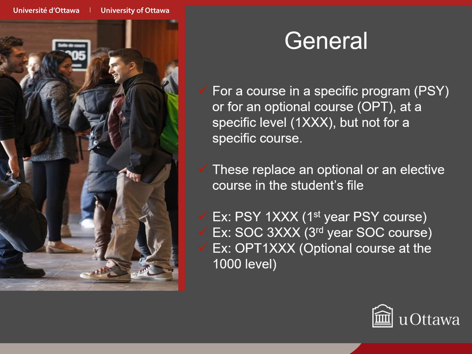For general advanced standing, it's for a course in a specific program, so for example, Psychology, or for an optional course, so you'll see the code OPT for optional, at a specific level, so here we see level 1000, but not for a specific course. These would replace an optional or an elective course in your student file. So here are a few examples. There's psychology, a first year course, a 3000 level sociology course, and a 1000 level optional course.